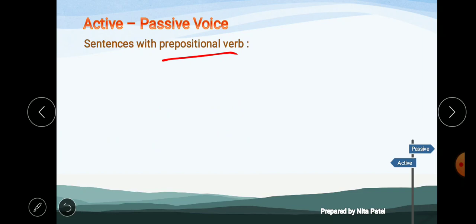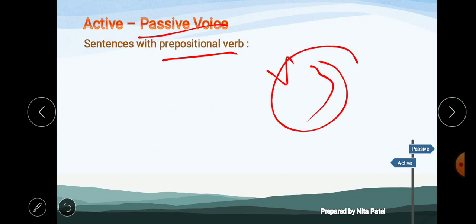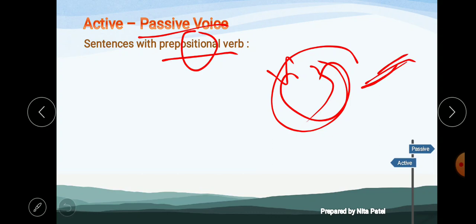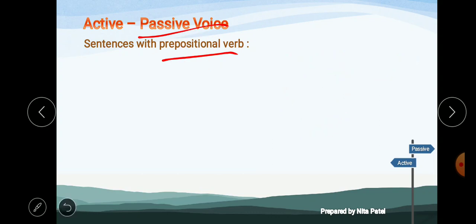So now, whenever you are changing this verb, because it is the passive, we have to convert the verb into V3 formation. So we will convert the verb into V3, but we will attach the same preposition which was attached in the active voice just after this V3 formation of the verb, right? That's the only thing. All the things are the same.